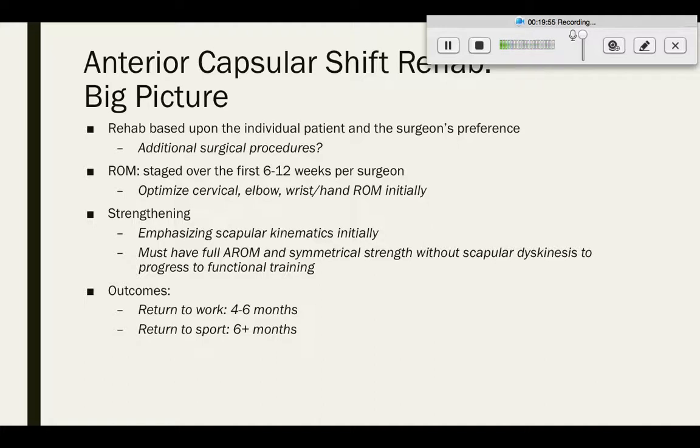And then outcomes. Return to work anywhere from 4 to 6 months, depending on the patient and their job tasks. And return to sport 6 months or greater, again, depending on the patient and depending on the sport and depending on the level of competition.